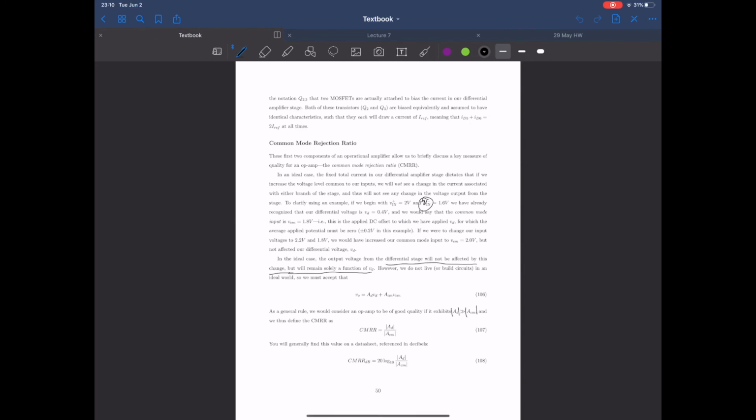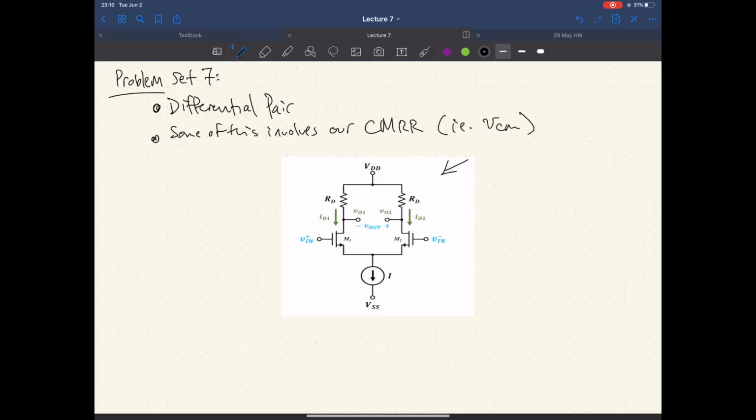Let's have a look real quick inside. Oops, that's the wrong one. There we go.